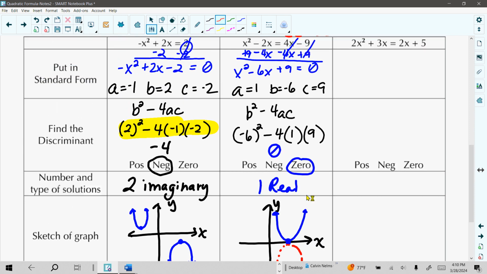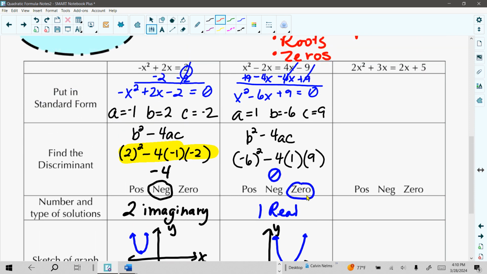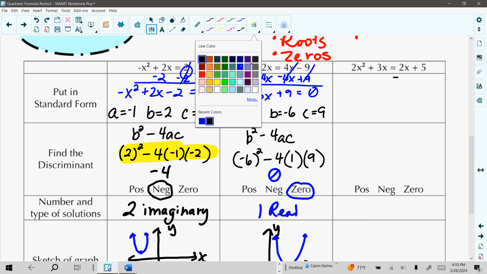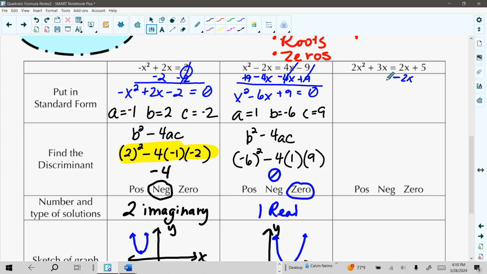All right, and then here, we've got to still put it in standard form. So this right here is not in standard form. To do that, we're going to have to subtract the 2x and subtract 5. Putting it in standard form would be 2x squared plus x minus 5 equals 0.